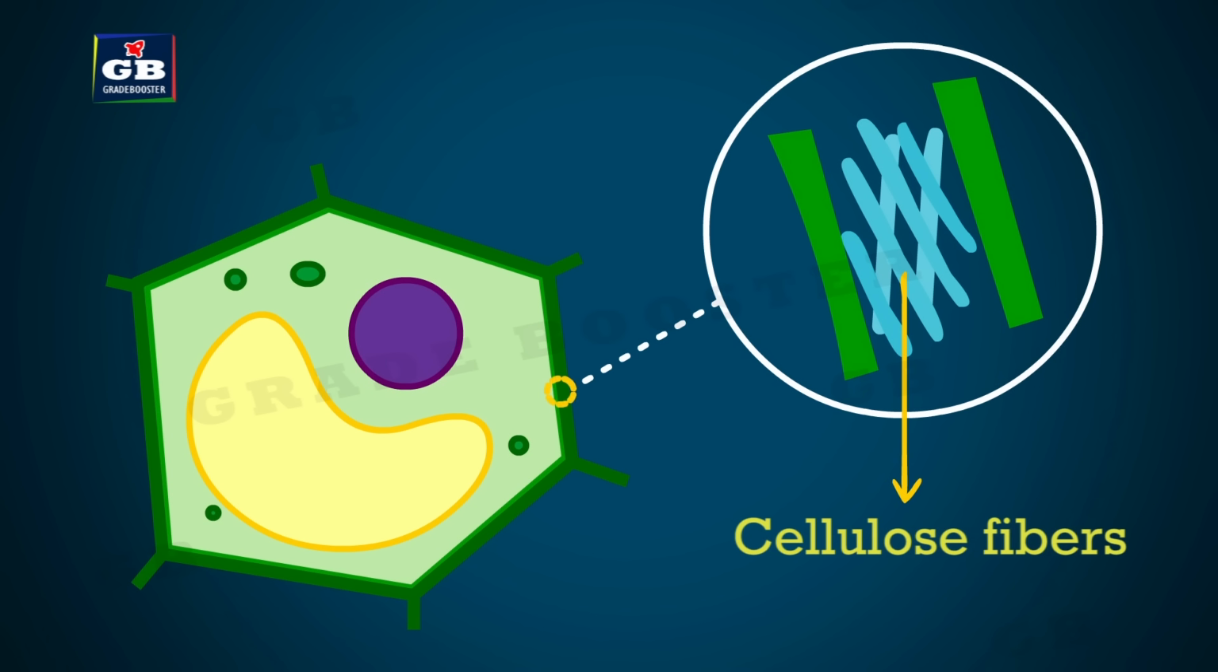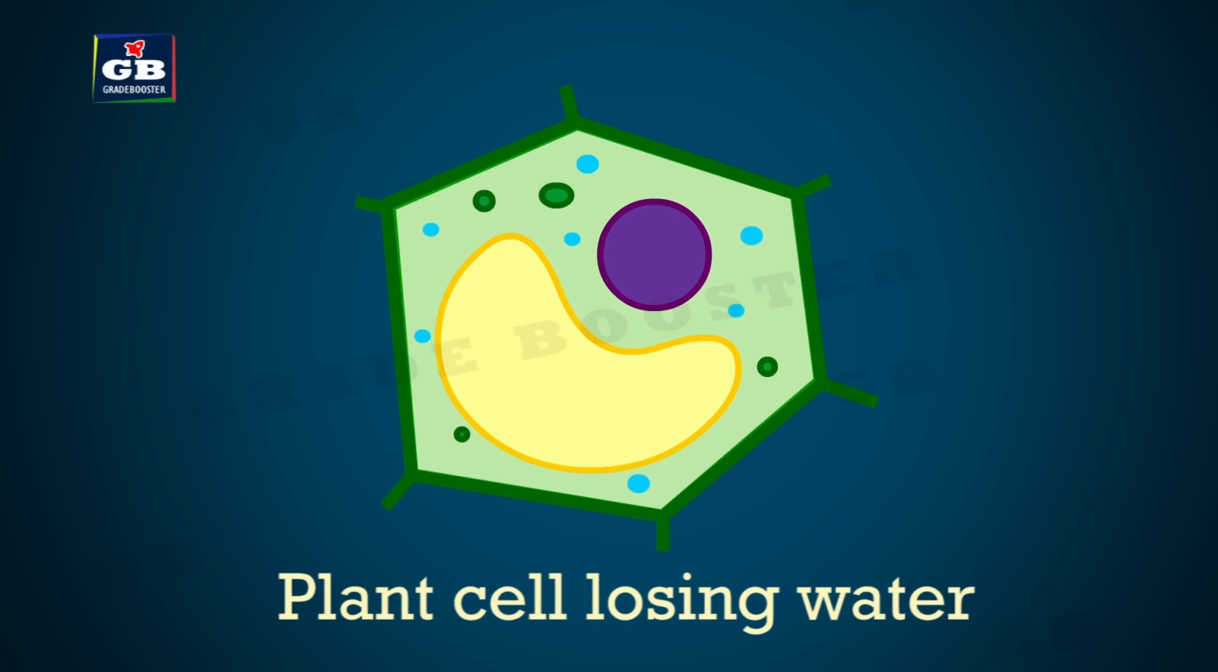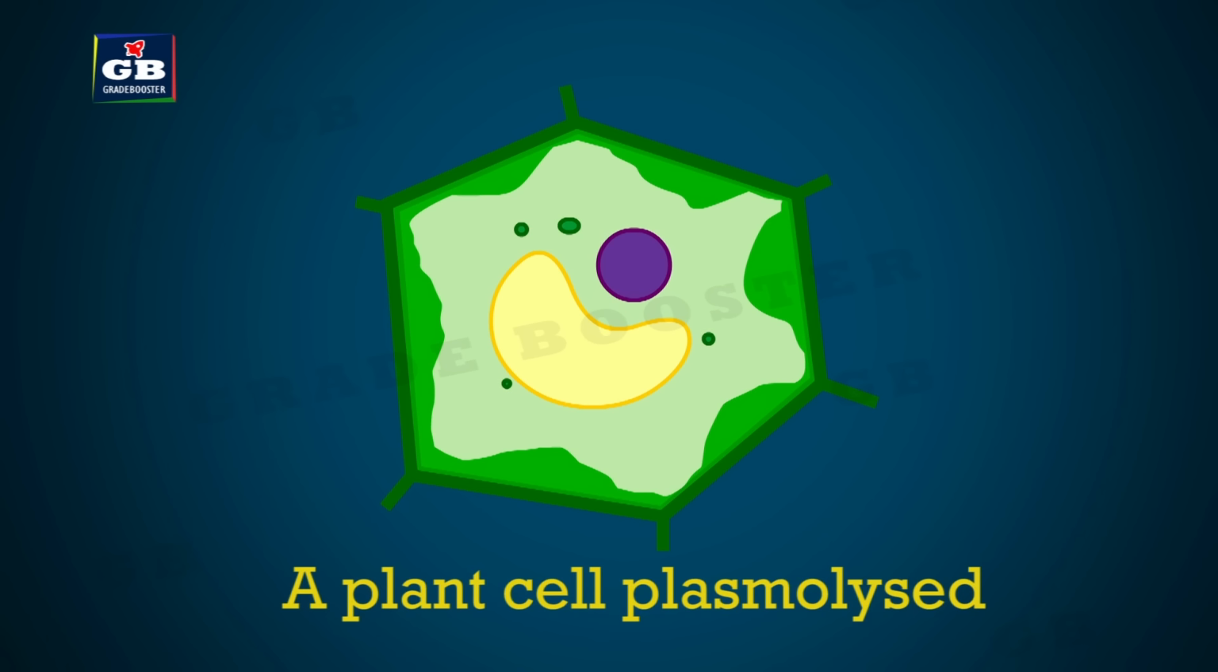Sometimes plant cells undergo plasmolysis. Do you know what is plasmolysis? The water present in a living plant cell is lost through osmosis, and then the contents of the cell shrink away from the cell wall. This phenomenon is known as plasmolysis.